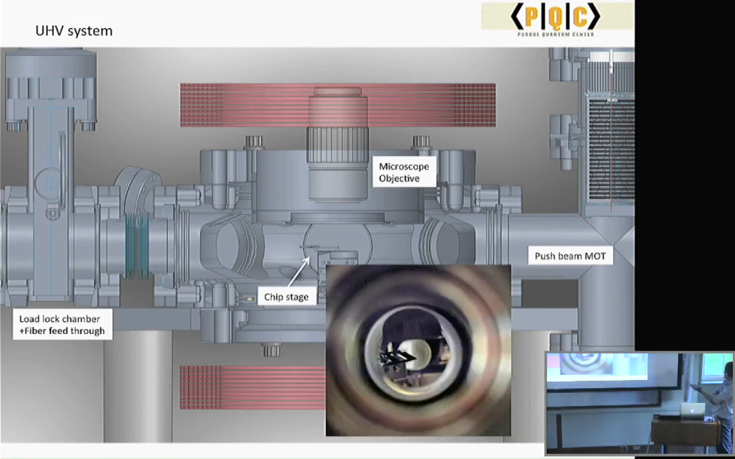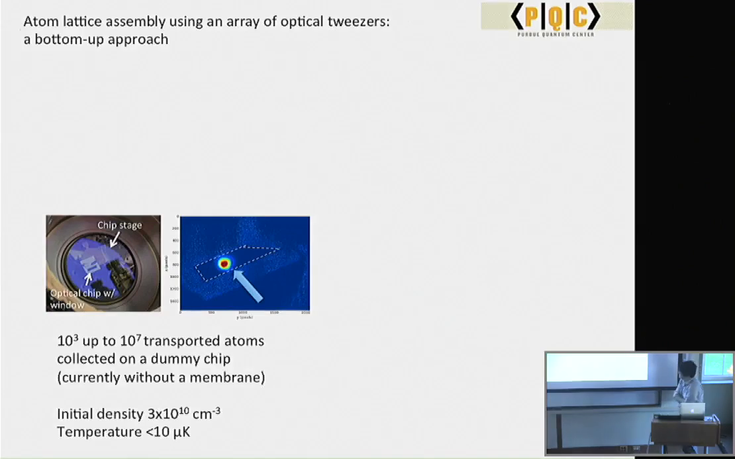And this is some kind of side view of this optical chip, and we trap atoms outside of the chip. So this is a better view, viewing from the top of the viewport. And now we have achieved about 10,000 to 10 million trapped atoms transported into the window with a dummy chip, which doesn't have any structure in it, just a window.